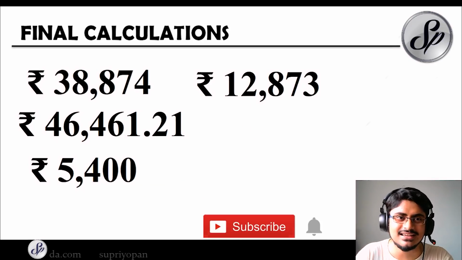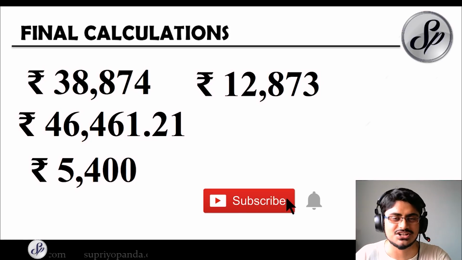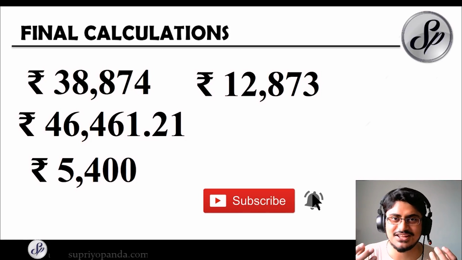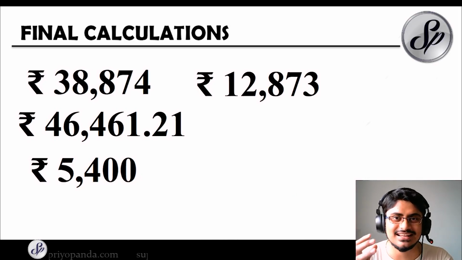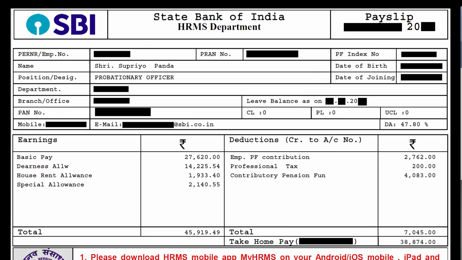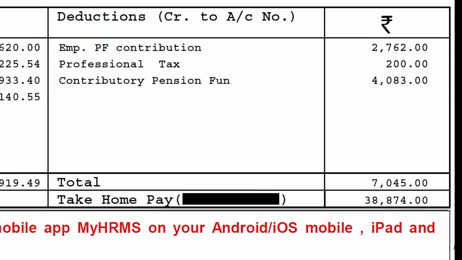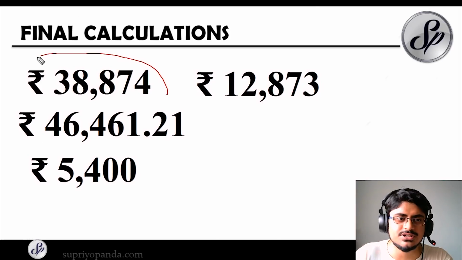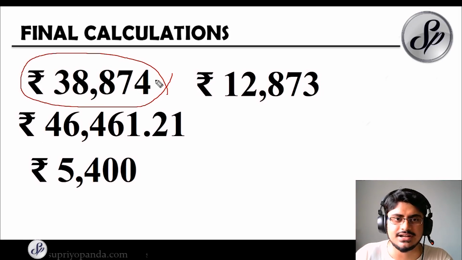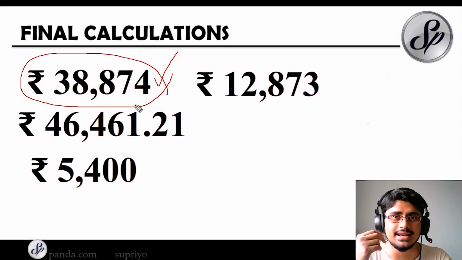And now finally let us do all the final calculations. So this is what you have been waiting for, I'm sure, about the exact in-hand salary and about the calculation that I have told you that I will be showing you. So first of all, let me show you the salary slip. So again, you see the salary slip right now, 38,874. That's the take home pay, right? And as you see over here, this is the amount that I have written over here, 38,874. So this was my net pay for the first salary that I had received from SBI.